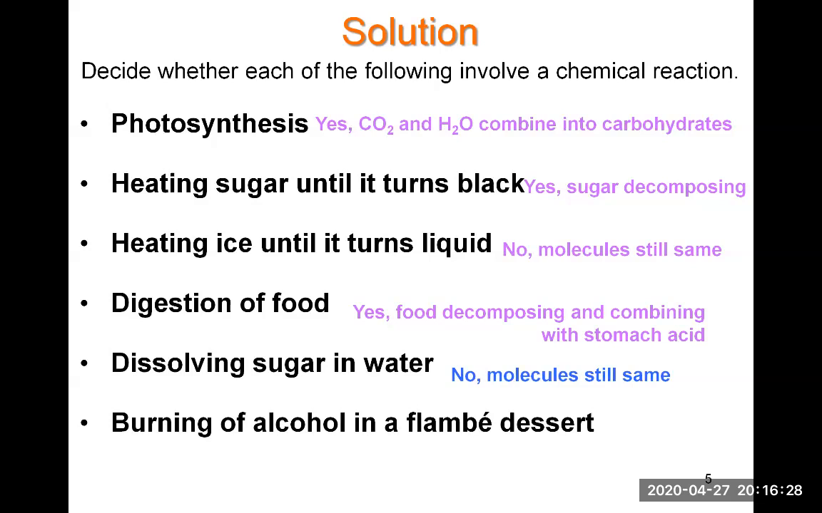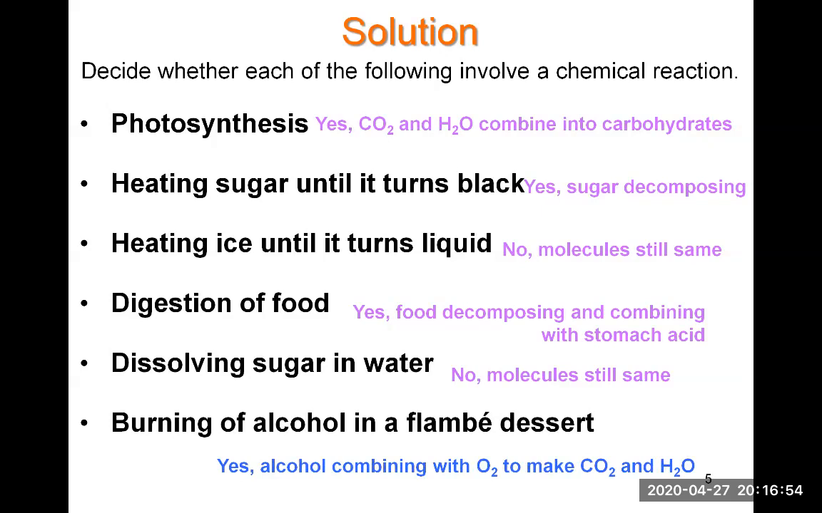Next, burning of alcohol in a flambé dessert. You will have to learn that whenever you're burning something, this is a chemical reaction. Officially, the name is combustion. So combustion of alcohol in a flambé dessert is a combustion reaction, which is a chemical reaction.